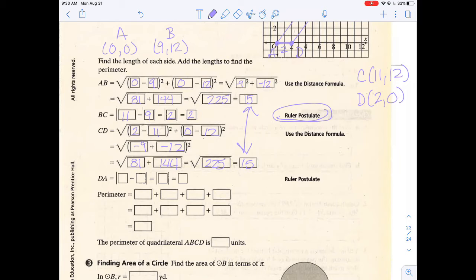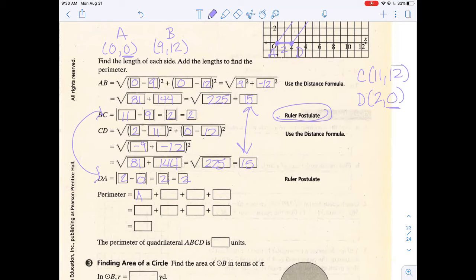the same. Okay, and then from D to A, well, the y coordinate's the same again, so we're going to have 2 minus 0, which is 2, and that means that these 2 match also, which is good because, again, it's a parallelogram. So we should have 15 plus 15 plus 2 plus 2. Well, let's back up a second, sorry.